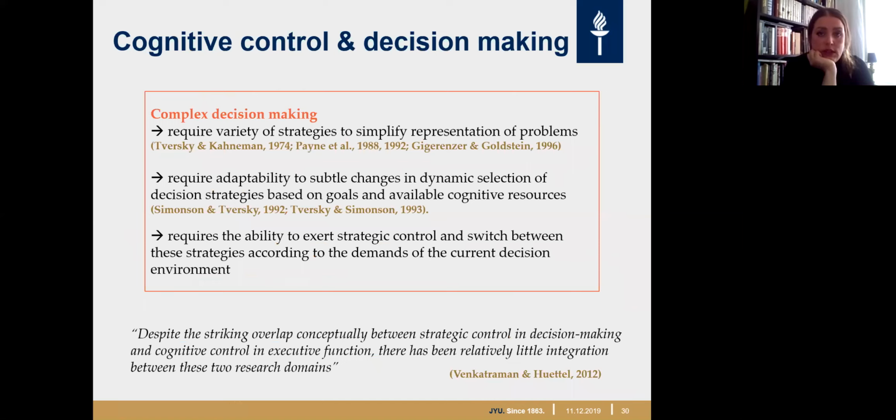So, cognitive control in decision making, and especially in complex decision making, requires a variety of strategies to simplify representation of problems. It requires adaptability to subtle changes in dynamic selection of decision strategies that is based on goals and available cognitive resources, and also to exert strategic control and switch between strategies. So these are three main issues in cognitive control in complex decision making.